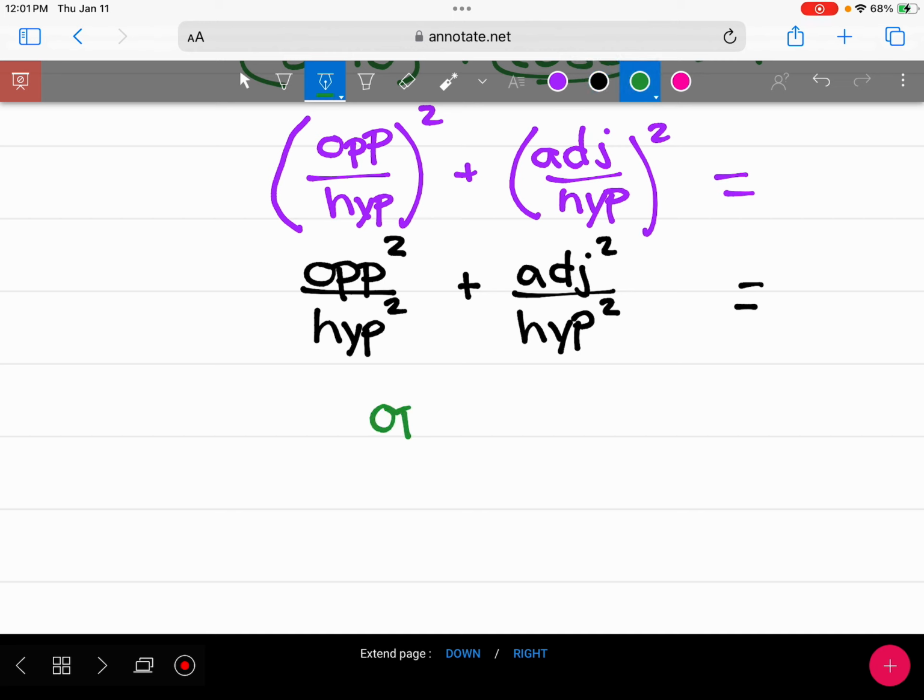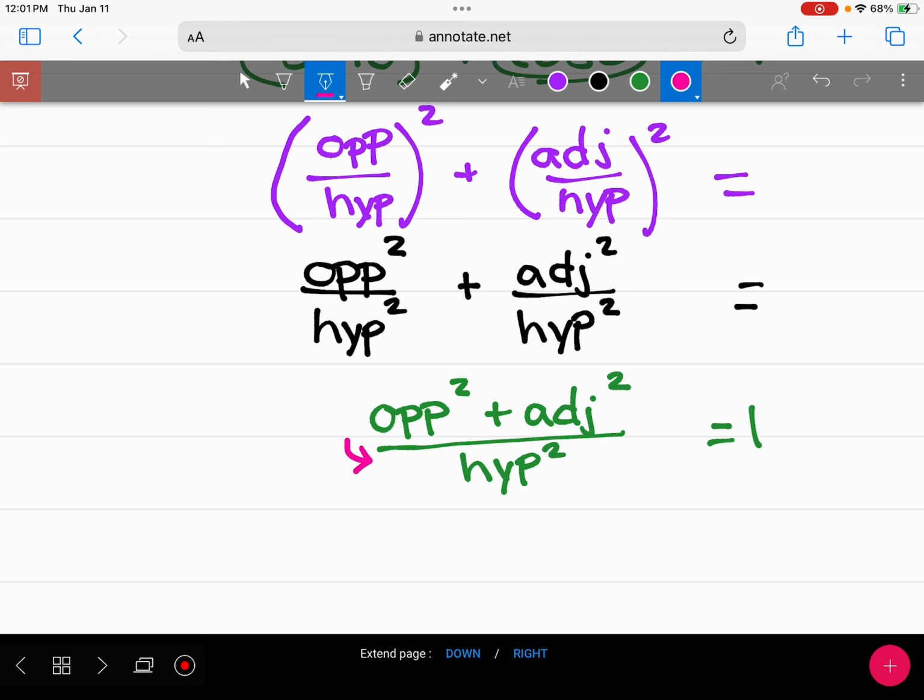So we get opposite squared plus adjacent squared over hypotenuse squared equals 1. While that doesn't look much better, what we're going to do is multiply by the denominator, because I'd like to get rid of it. So we take hypotenuse squared on both sides.